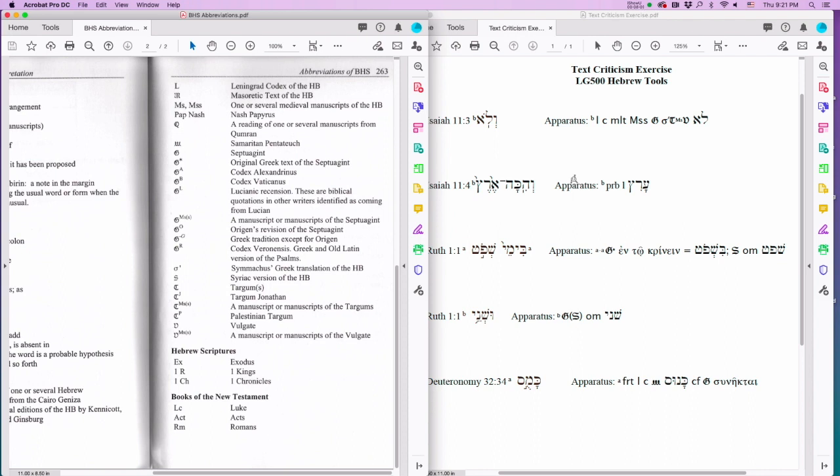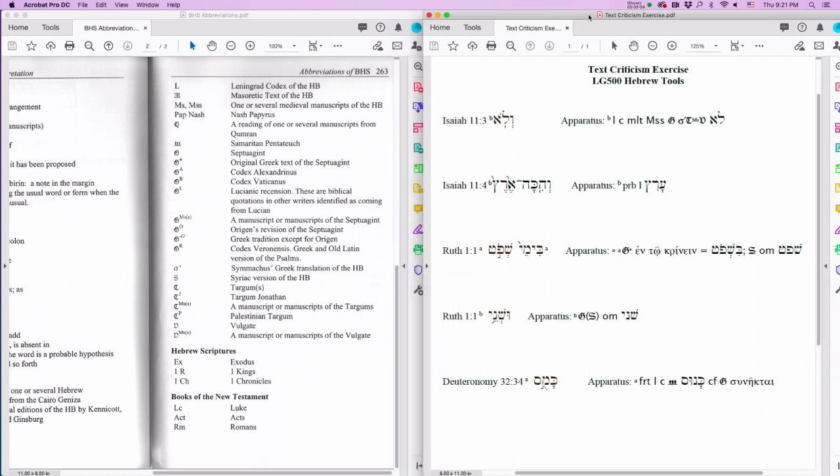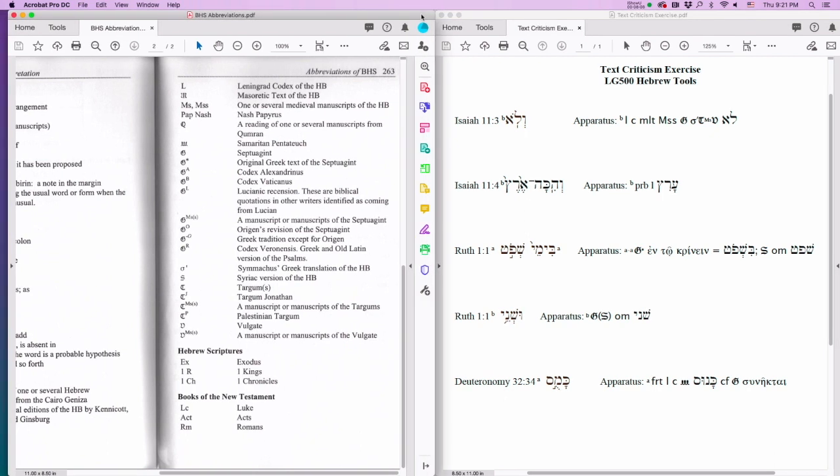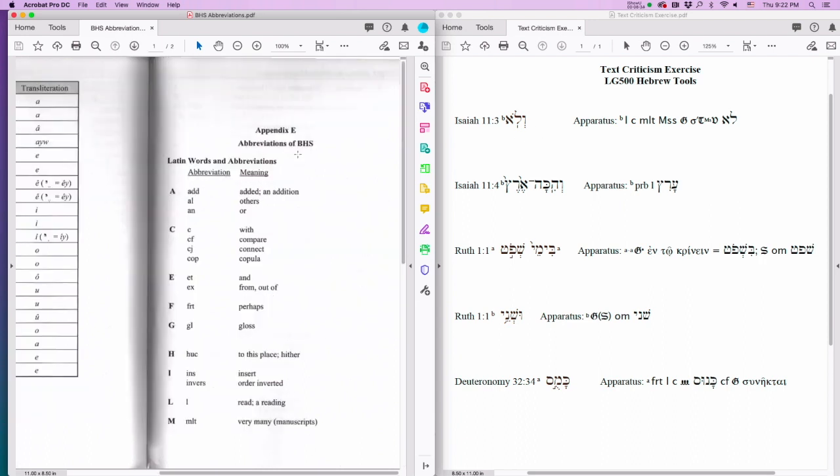So if we go to this exercise, we'll move this over just a little bit. We're going to decode some of these cryptic notes. In Isaiah 11:3, the superscript B occurs next to the word velo. The apparatus, and let's go through and decode some of this.